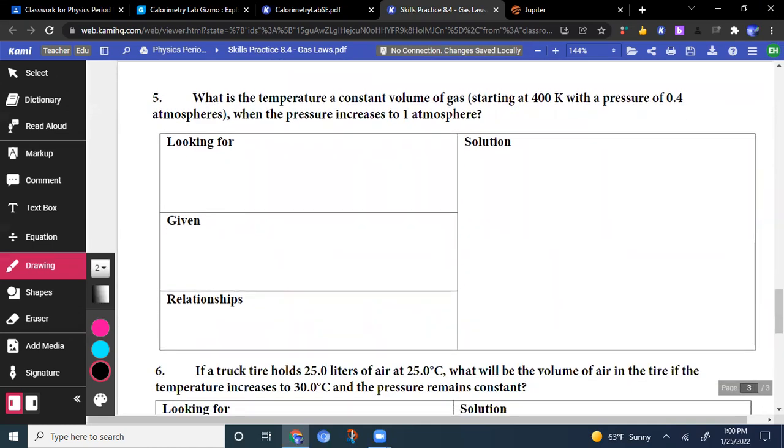Number 5, what is the temperature of a constant volume of gas starting at 400 Kelvin? So if we're starting at 400 Kelvin, that makes this T1. And you're apparently looking for T2. When you have pressure at 0.4 atmospheres, that would be P1, increases to 1 atmosphere, that would be P2. And you can see the volume is remaining constant. So we are looking for T2.